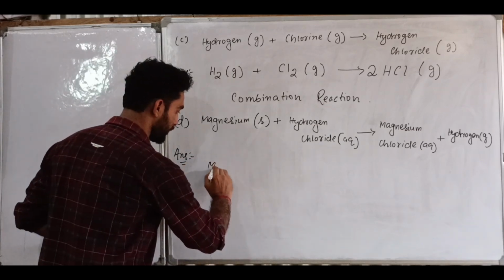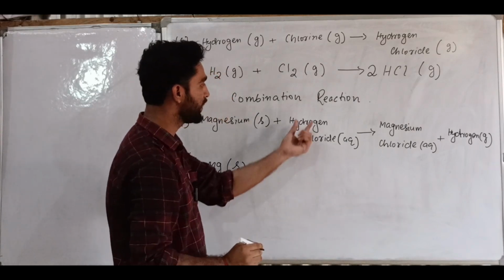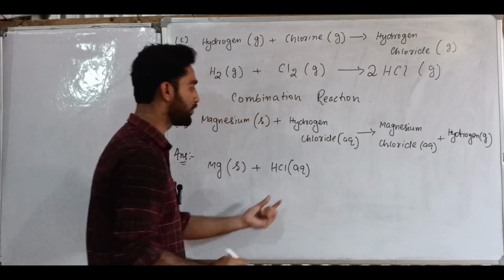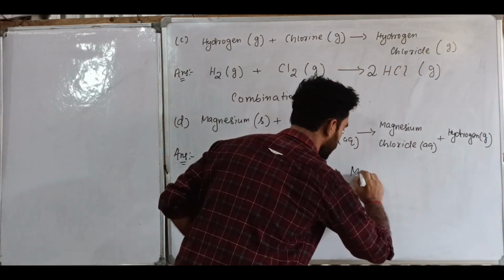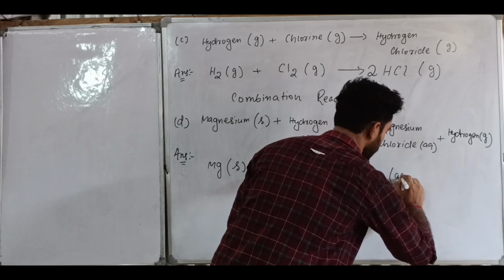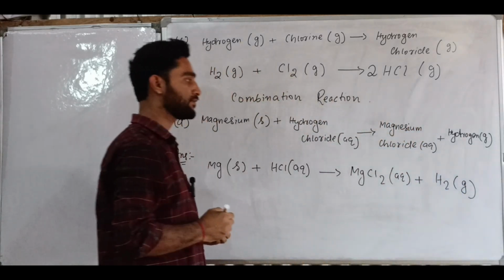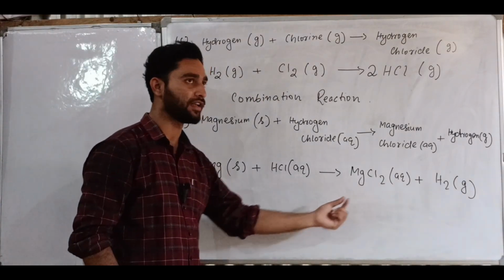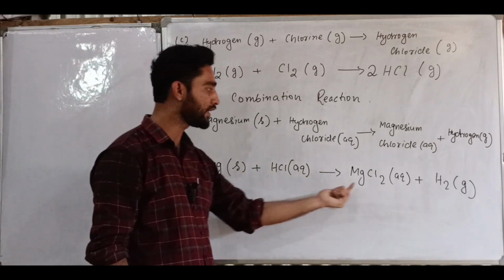Magnesium is given in solid state. Magnesium reacts with hydrogen chloride, HCl. It is given as aqueous, meaning aqueous solution of hydrogen chloride. They formed magnesium chloride. Magnesium chloride formula is MgCl2, plus hydrogen gas. So first we have to balance this chemical equation. First try to balance the metal. Which one is the metal? Magnesium is the metal. The number of magnesium on the left hand side is 1, right hand side also 1.